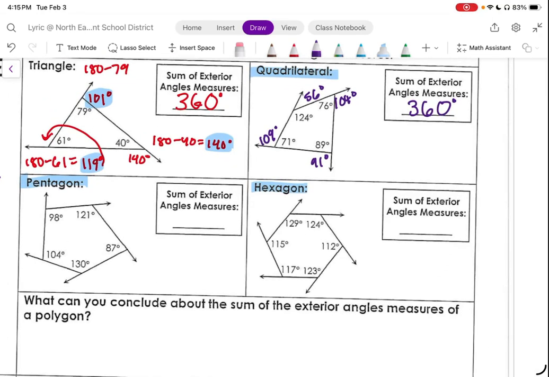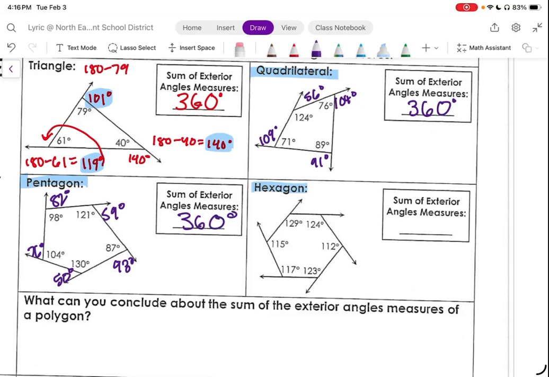On the pentagon, we have 82, 59, 93, and 50. Oh, one more, and 76. All of these, oddly enough, also total to 360.